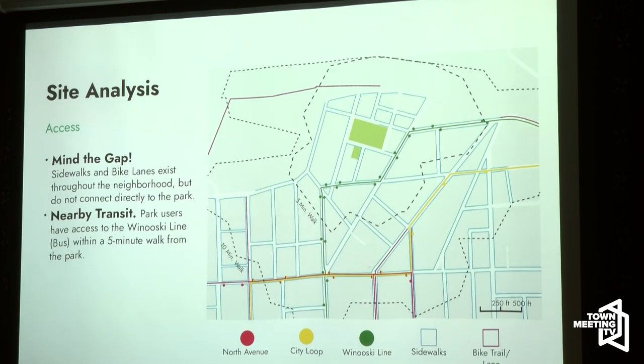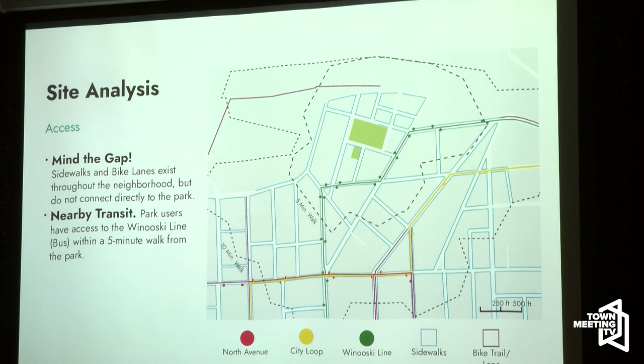Zooming out and thinking about transit, starting with buses. So you see Rosie there in green. The first dashed line in black going around it is a 5-minute walk from the park. The outer one is a 10-minute walk from the park. So you're getting a sense of what we call the walk shed of the park, how long it takes to get there. Within that 5-minute walk, you can get to the Winooski bus line pretty easily. It's just a block away. Within 10 minutes, you get to North Avenue and City Loop for public transportation.